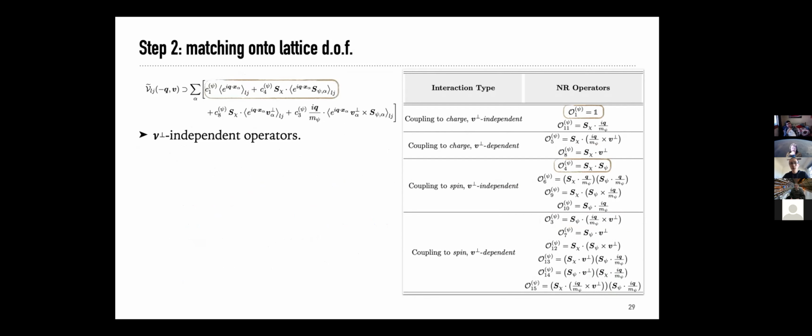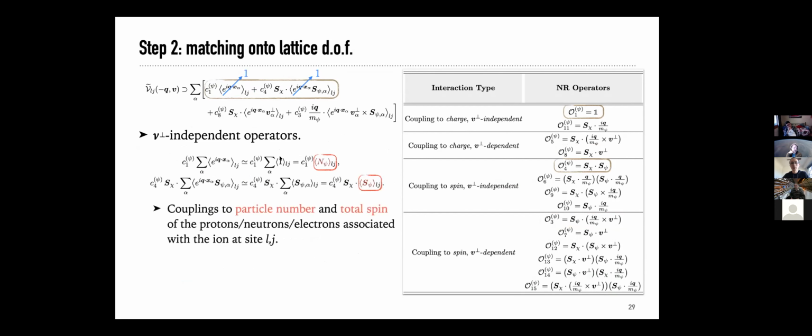So for two of these operators, or two of the categories of operators, we can simply set these phase factors to 1. So these are the velocity independent operators. And in the end, we just sum up either 1 or the spin to get the total particle number or the total spin.